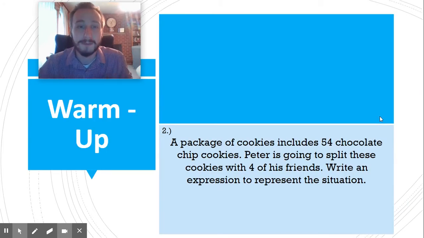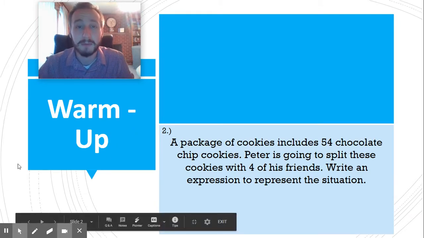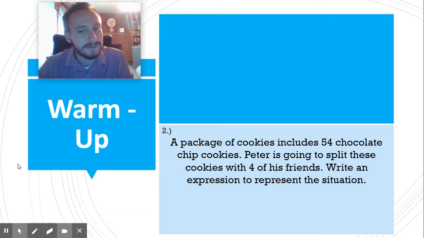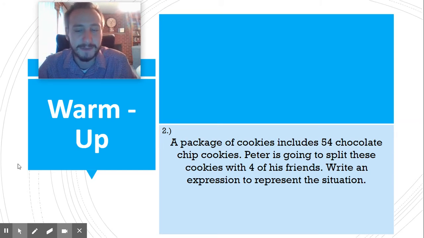So our warm-up for today is this problem right here. Okay, what it says is a package of cookies includes 54 chocolate chip cookies. Peter's going to split these cookies with 4 of his friends. So Peter has a package of cookies and he's going to split them for his 4 friends. He's not going to take any. He's just going to split them up and give them to his 4 friends. I want you to write an expression to represent the situation.